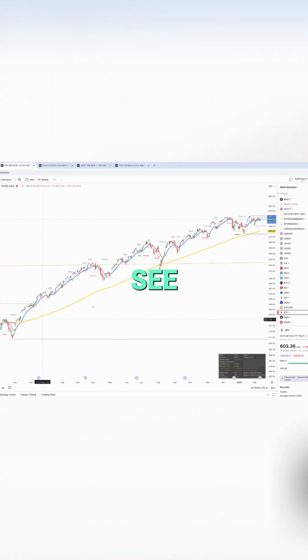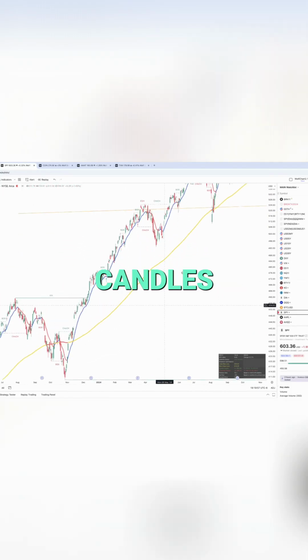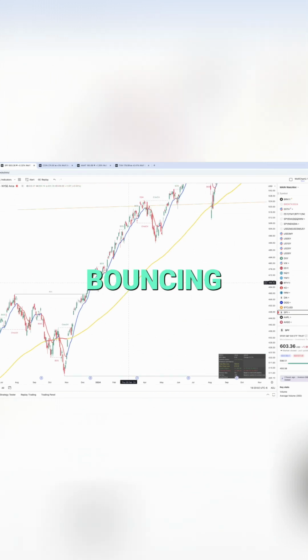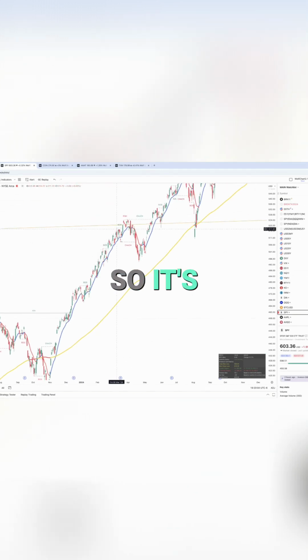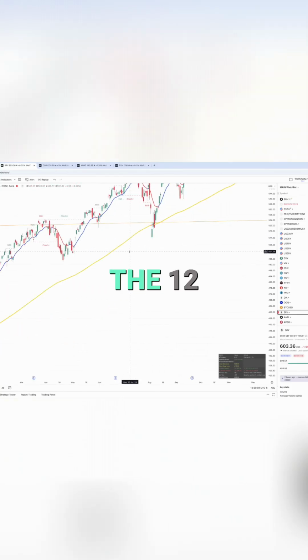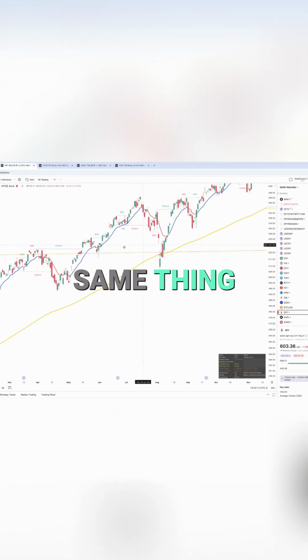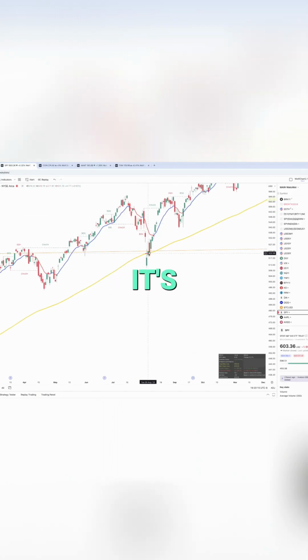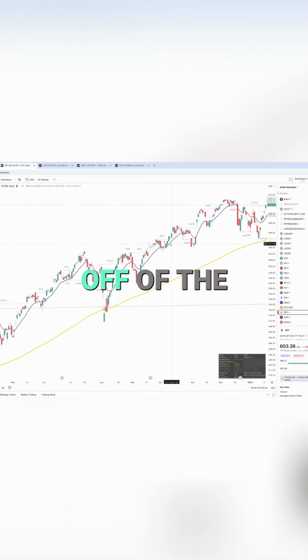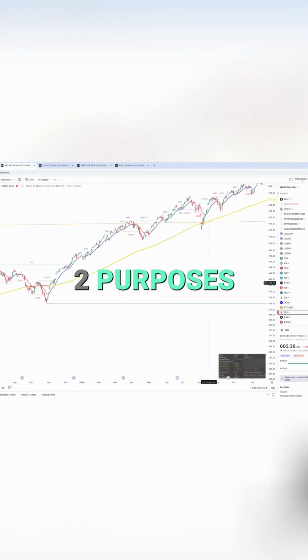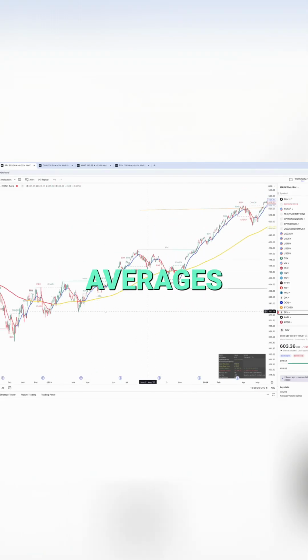You can see how when these stock candles come back down to the 12 EMA, they're tapping it and bouncing off of it, bouncing off of it. So it's acting as support. And then when it breaks under it, when the stock tries to get back above the 12, you see how it's acting as a resistance level as well. Same thing with the 200. It's coming down and bouncing off of this 200, shooting back up, bouncing off of the 12. So it's acting as dynamic support. These are two purposes that we use our moving averages for.